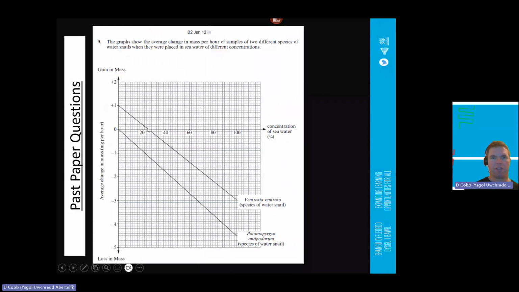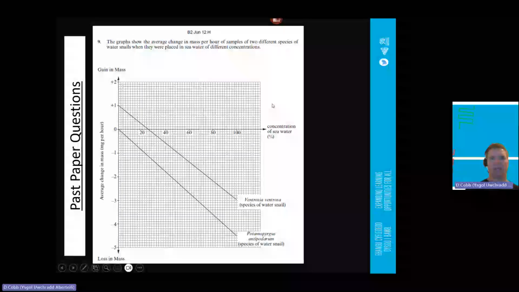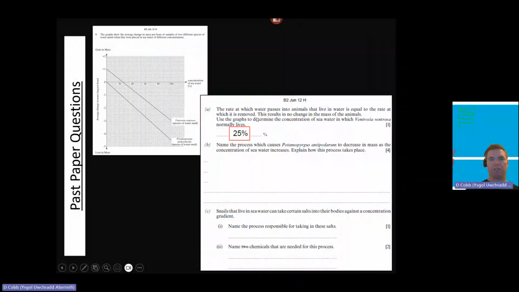Well, this is asking you to say at what point is there no change in mass. So this is where the Ventrosia ventrosa lives, in a concentration of about 25%. That will be its natural environment, a seawater concentration of about 25%. So sort of a mildly freshwater area. So the answer on there is 25%. That's the concentration in which it would live.